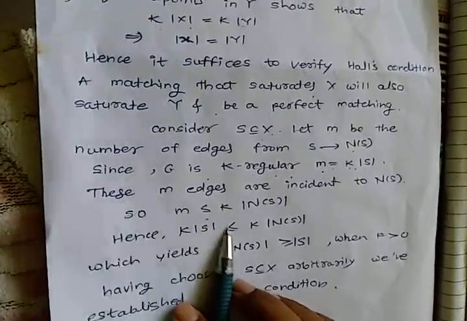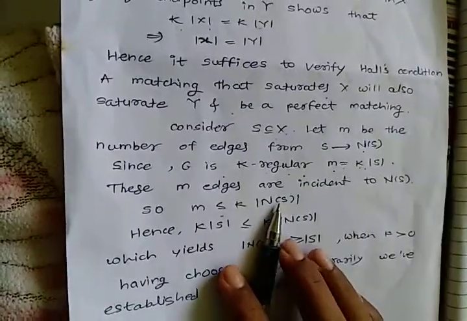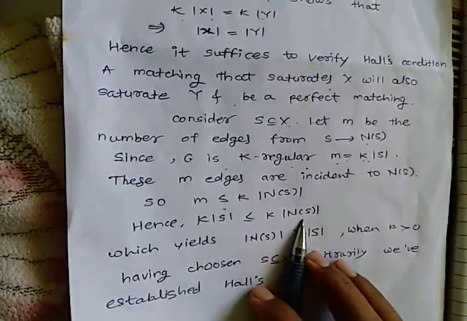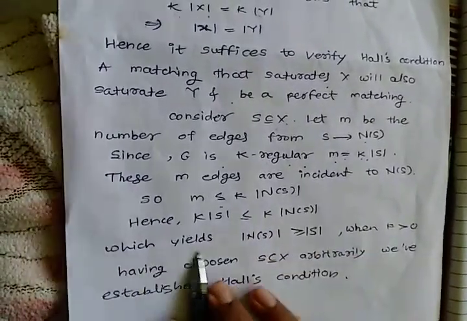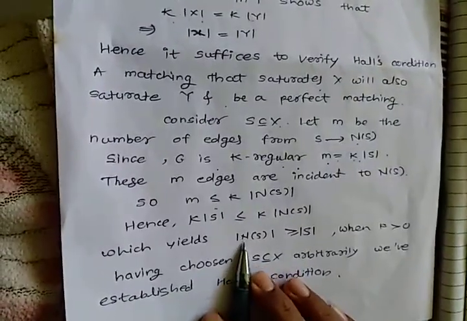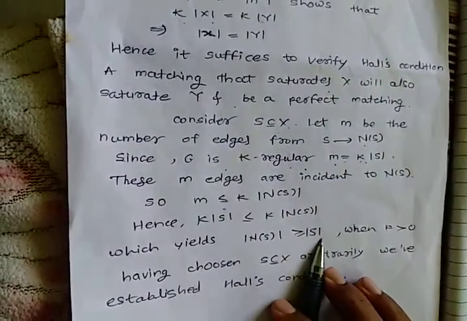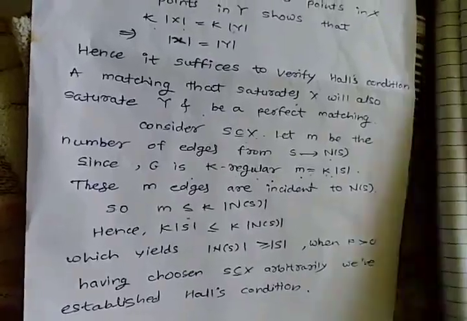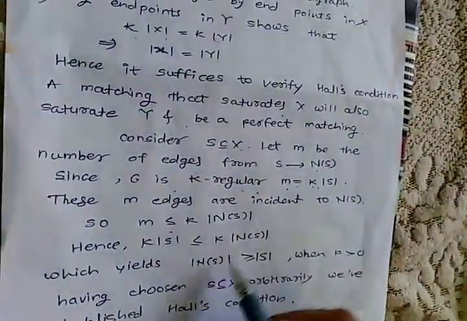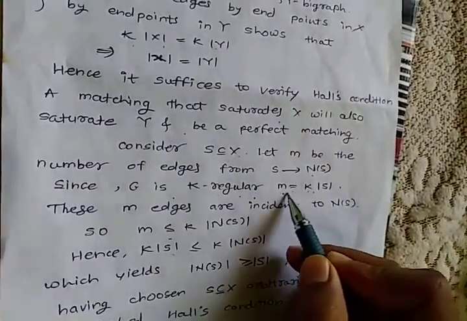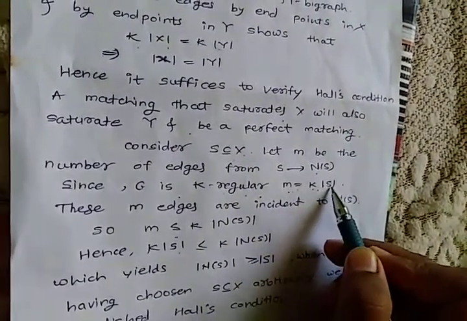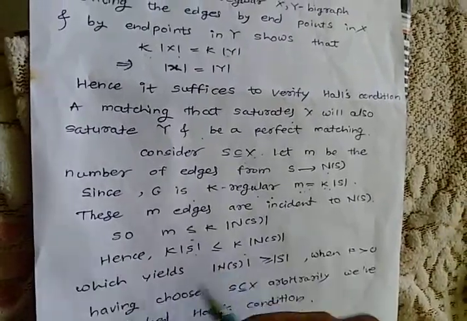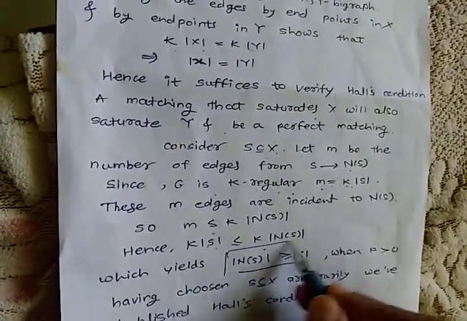Okay, so M is less than or equal to k times the cardinality of the neighbor of S. Hence k times the cardinality of S is less than or equal to k times the cardinality of the neighbor of S, which yields the cardinality of the neighbor of S is greater than or equal to the cardinality of S when k is greater than 0. Here we choose M equal to k times the cardinality of S. We put the value of M here and we get this. Okay.